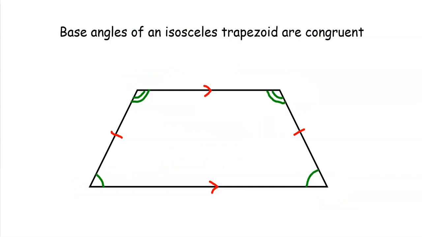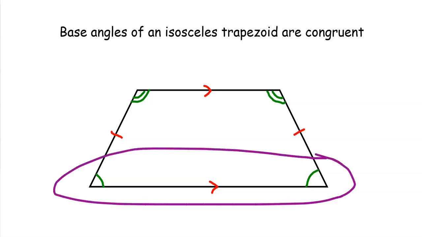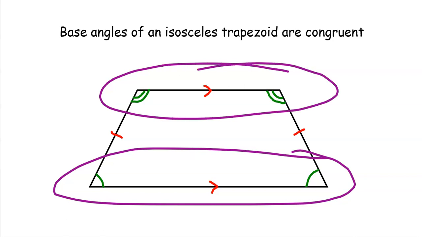Notice that the angles that are marked congruent are always on the same base. So we have the two made by the longer base that are congruent and the two made by the shorter base that are congruent. So go ahead, pause the video, copy down this property of an isosceles trapezoid, come back when you are ready to see the proof.